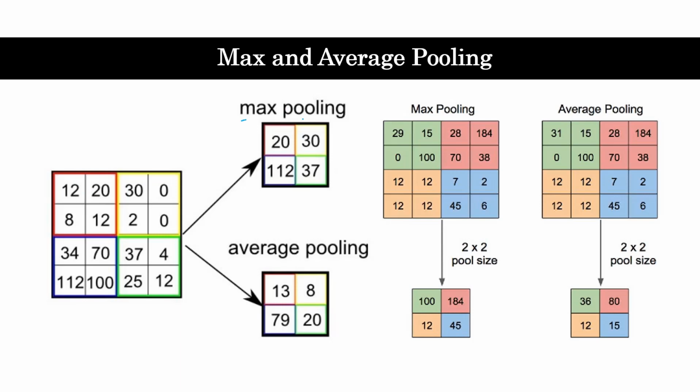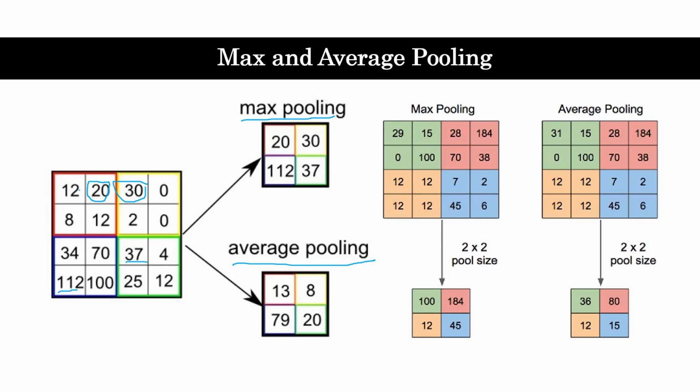So here is another way of doing pooling. We have max pooling, and then we have average pooling, and we could have min pooling. Max pooling is basically you pick the maximum value in this square, and here you pick the maximum value, so it's 30. You pick the maximum value, which is 112. You pick the maximum value, which is 37. Or you can take the average pooling.